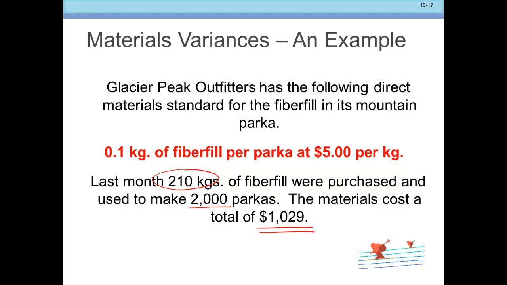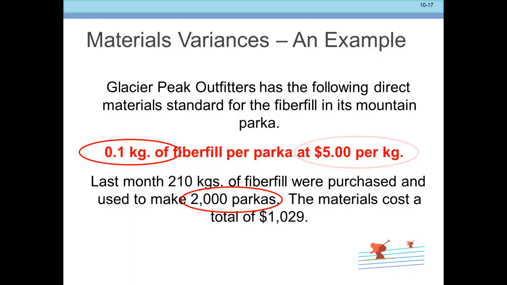We need to know 5 things. First, what's the current production level? We made 2,000 parkas, so 2,000 units. Good. Now, what's the standard quantity of material per parka, or how much material do we expect to use to make each parka? I think it is 1/10 of a kilogram per parka. Right. Now, how much is the standard price, or what do we expect to pay for the material? Would that be $5 per kilogram?